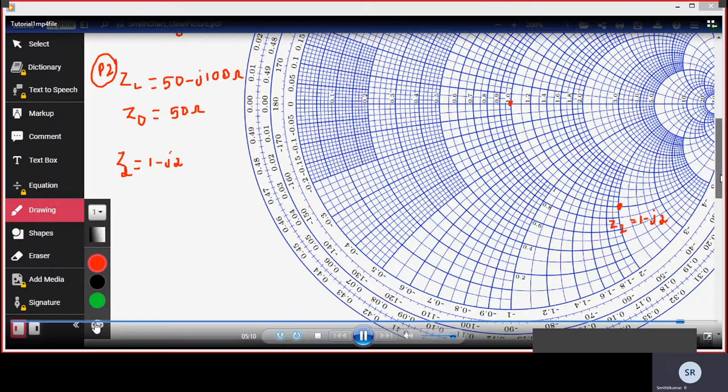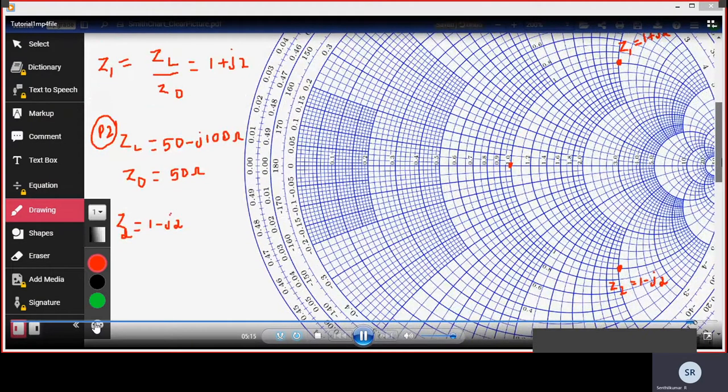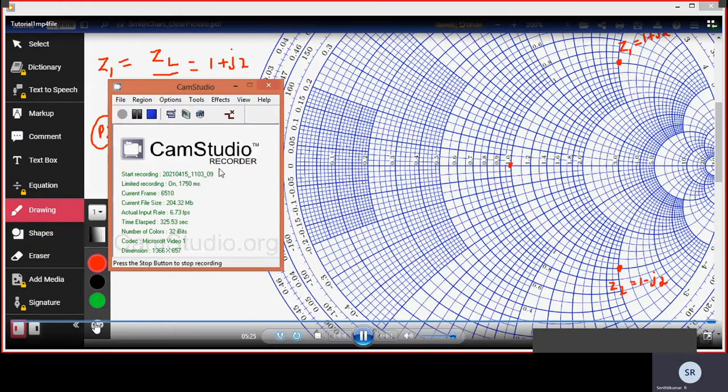From this tutorial, we learned how to mark the normalized impedance in the Smith chart, whether the impedance has inductive reactance or capacitive reactance.